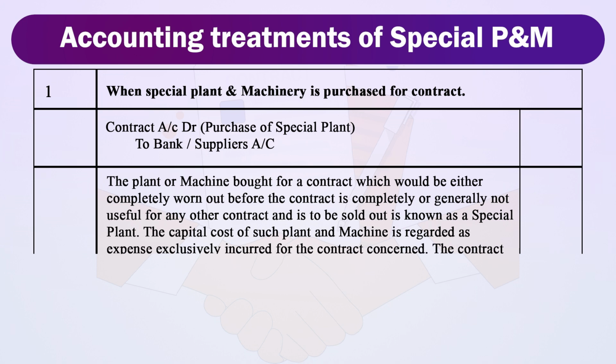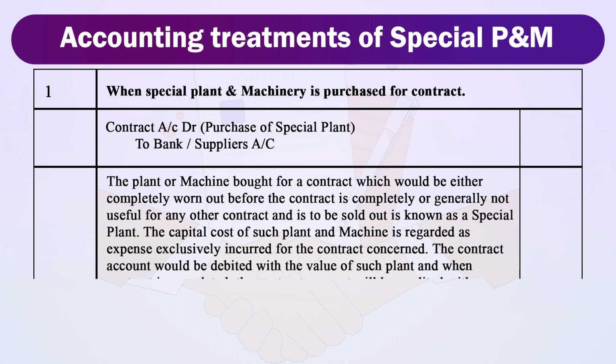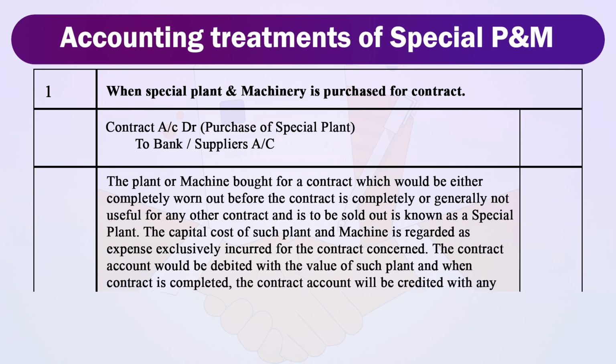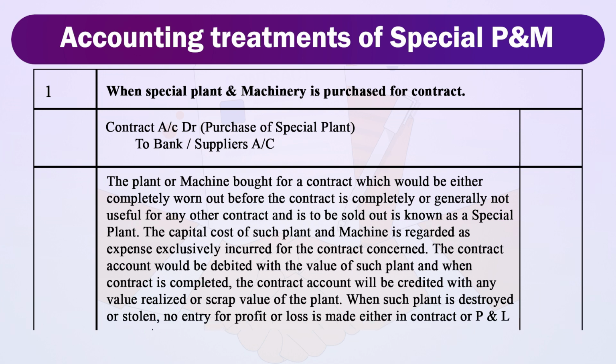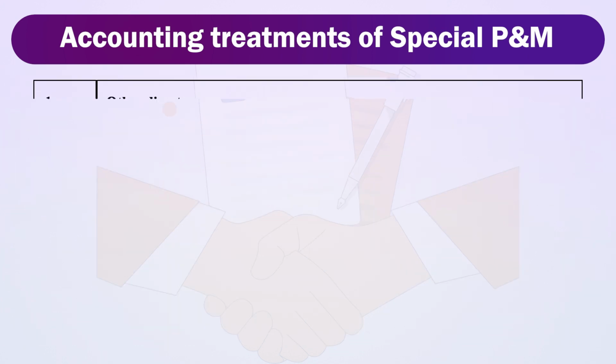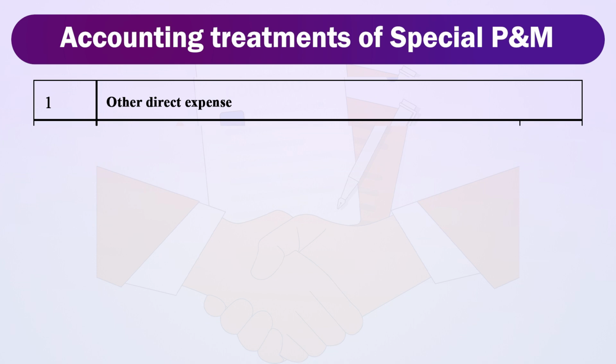The capital cost of such plant and machinery is regarded as expense exclusively incurred for the contract and the contract account would be debited with the value of such plant when the contract is completed. The contract account will be credited with any value realized or scrap value of the plant. When such plant is destroyed or stolen, no entry for profit or loss is made either in contract or profit and loss account.